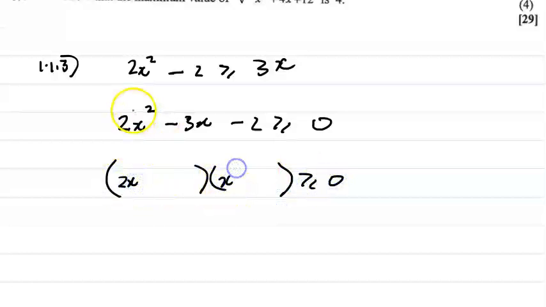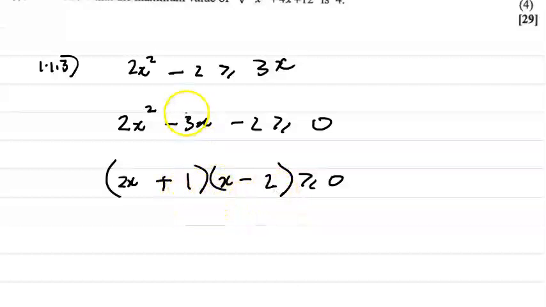2x times x is 2x squared. Factors of 2: it's a prime number, so it's only got two factors, 1 and 2. So I'm going to write 1 there and 2 there. Remember, I need to get minus 3x in the middle, so that's going to be minus there and plus there. Always check. If I multiply 2x times minus 2, I'll get minus 4x. If I multiply plus 1 times x, I'll get plus x.